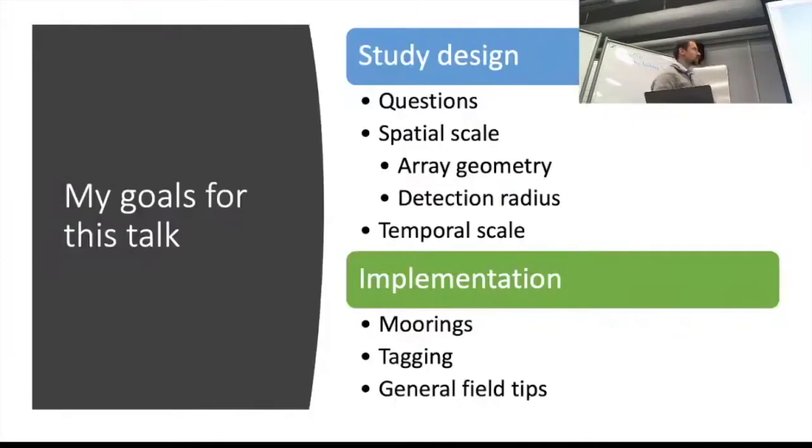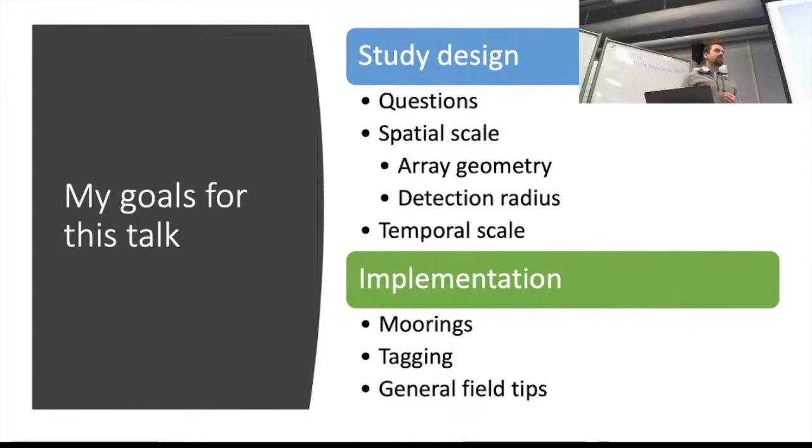Okay? And so my goals for this talk are to break it up into two sections. We're going to focus on your study design, because all of the decisions that you're going to make are driven by what you want to accomplish in your research. And then we'll go on, okay, once we've decided what's ideal for my research questions, how do we then implement that in the field? And again, this will be at a pretty coarse level.